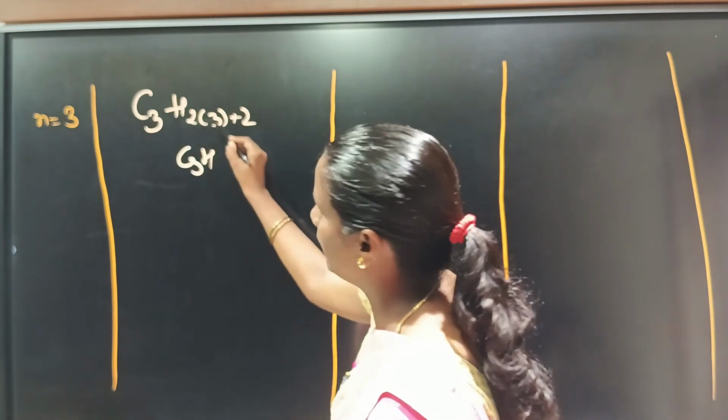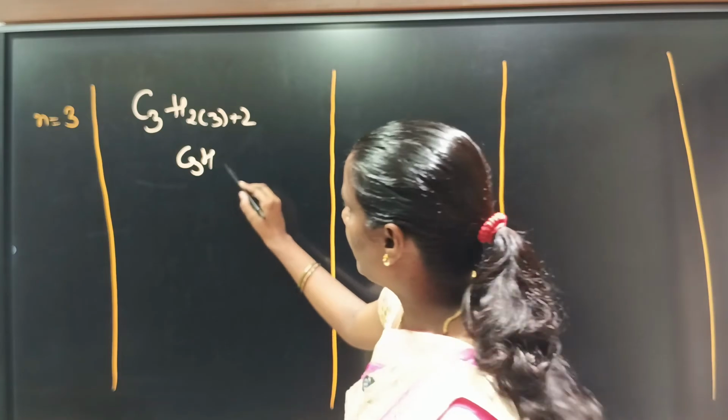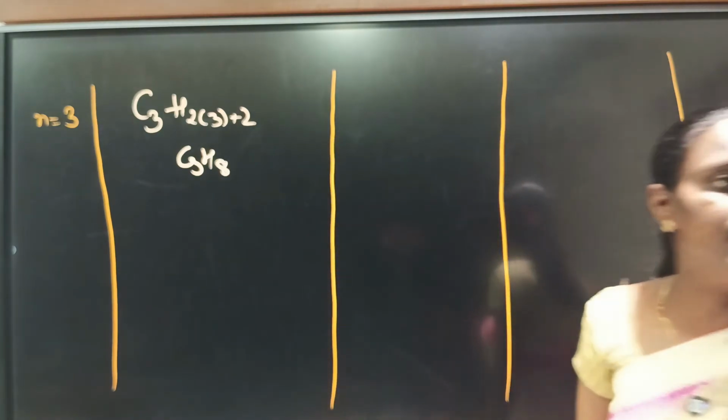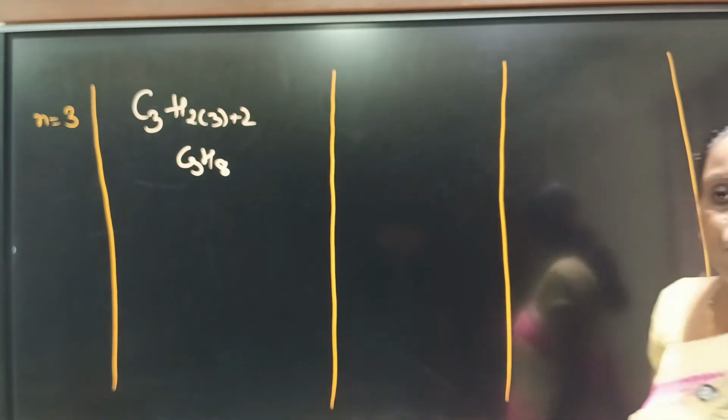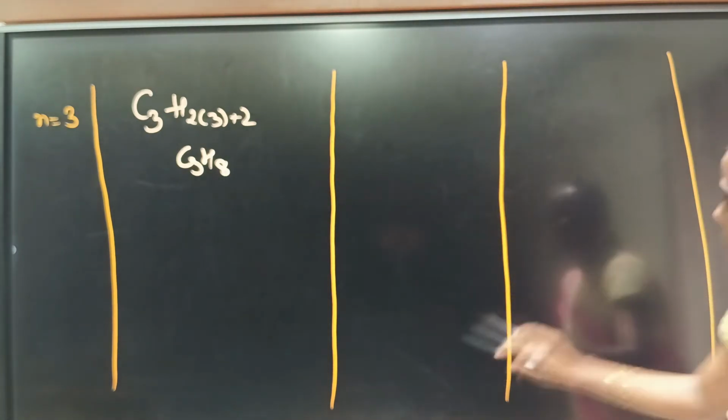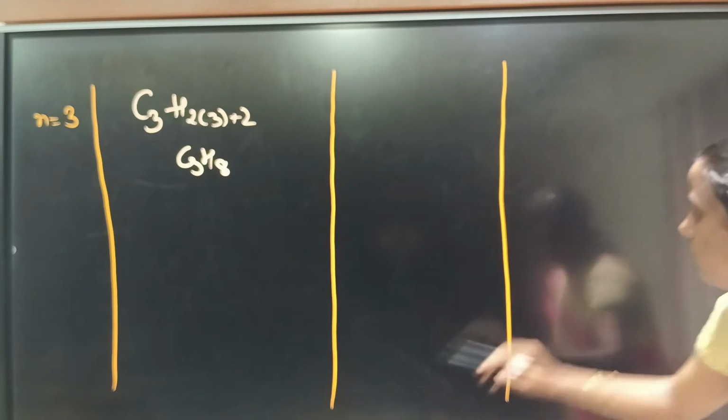C3H2×3 is C3H6, plus 2, so C3H8. Okay, C3H8. Now what will be the structural formula for that? Write down the structural formula here.